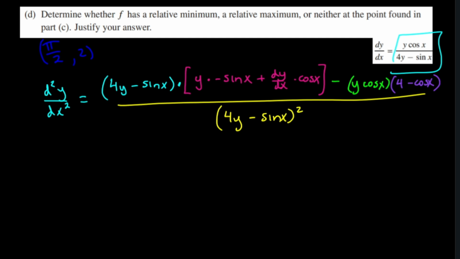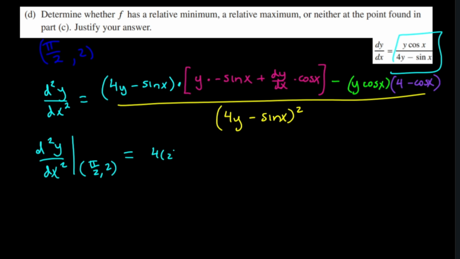We could spend the time simplifying this expression, but that's not really efficient because they're just asking us to determine if we have a relative minimum or maximum, and that's going to depend on the sign, positive or negative value of the second derivative at the point pi over 2 comma 2. So really, all I need to do is plug in pi over 2 comma 2 into this expression and then figure out if we're going to get a positive or negative result.